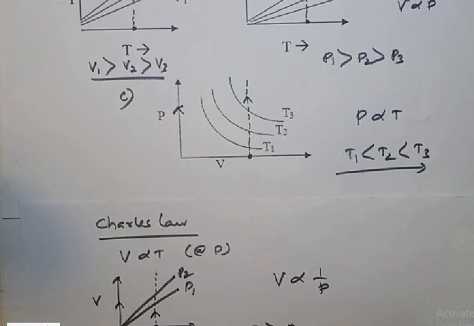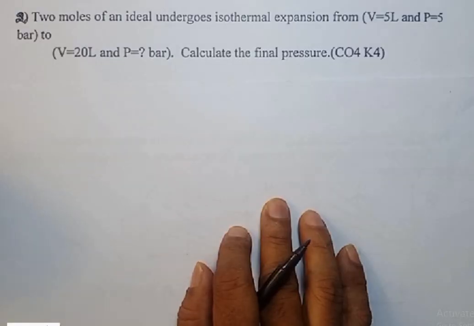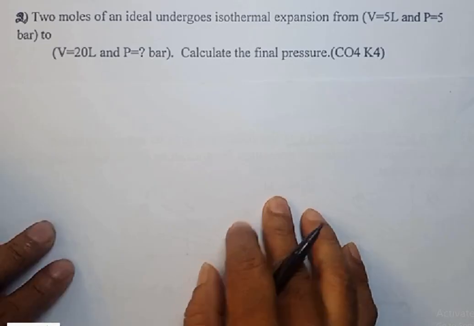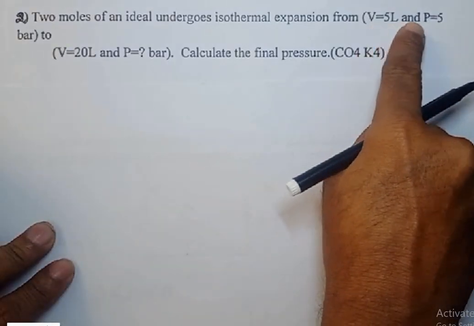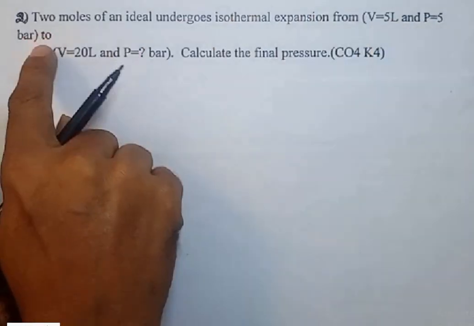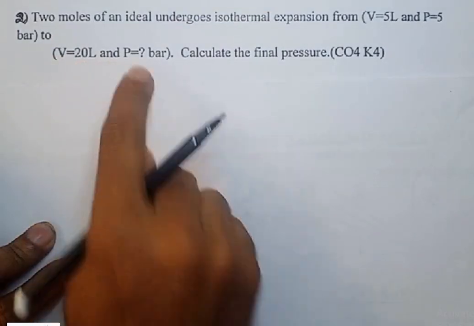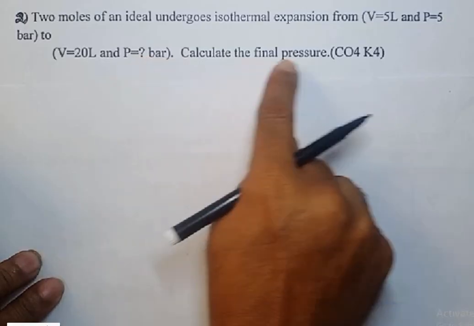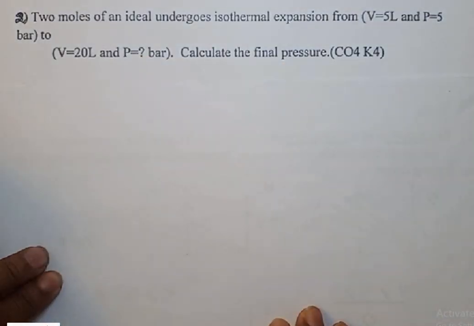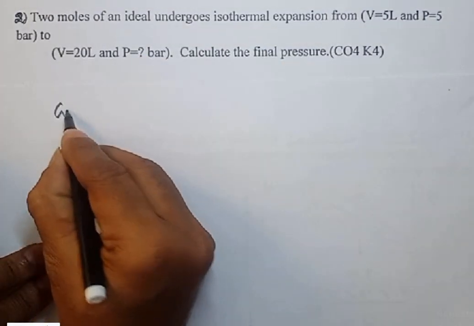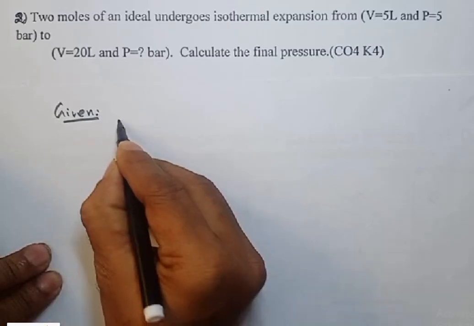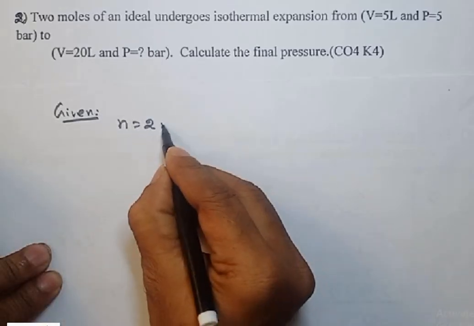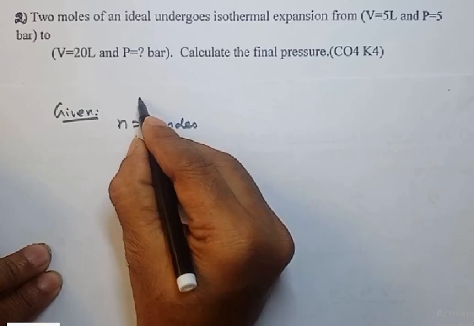Yeah, this is question number 2. 2 moles of an ideal gas undergoes isothermal expansion from V equal to 5 liter and pressure 5 bar to V 20 liter, and we need to find out the final pressure. Calculate the final pressure. So what are the data given? Listen, 2 moles of an ideal gas. 2 moles are given. The gas is an ideal gas.